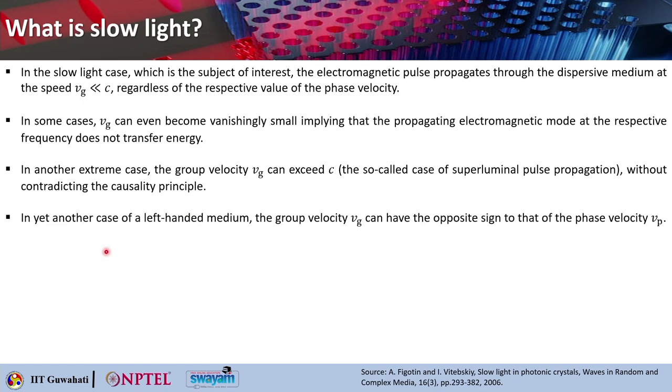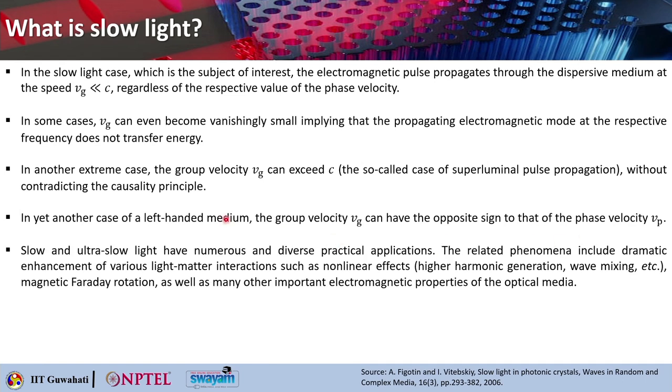And in yet another case of the left-handed medium, the group velocity Vg can have the opposite sign of that of the phase velocity Vp. Okay, so all these interesting possibilities are there. So slow and ultra slow light have numerous practical applications.